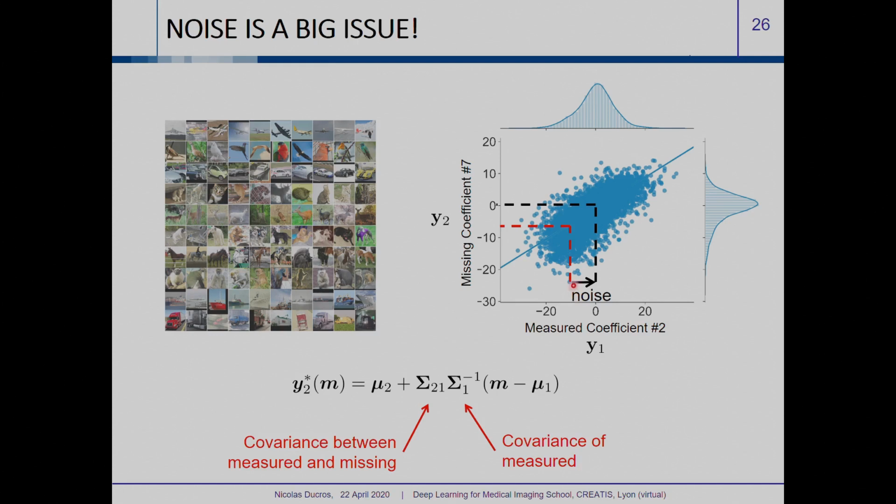However, in the presence of noise, we have a deviation in the measured coefficient. So we were supposed to measure -10, and we measure 0. Measuring 0, we will complete not by -8, but we will complete by 0. And this is a big issue here. So we cannot just apply directly the previous method. We have to take the noise into account.